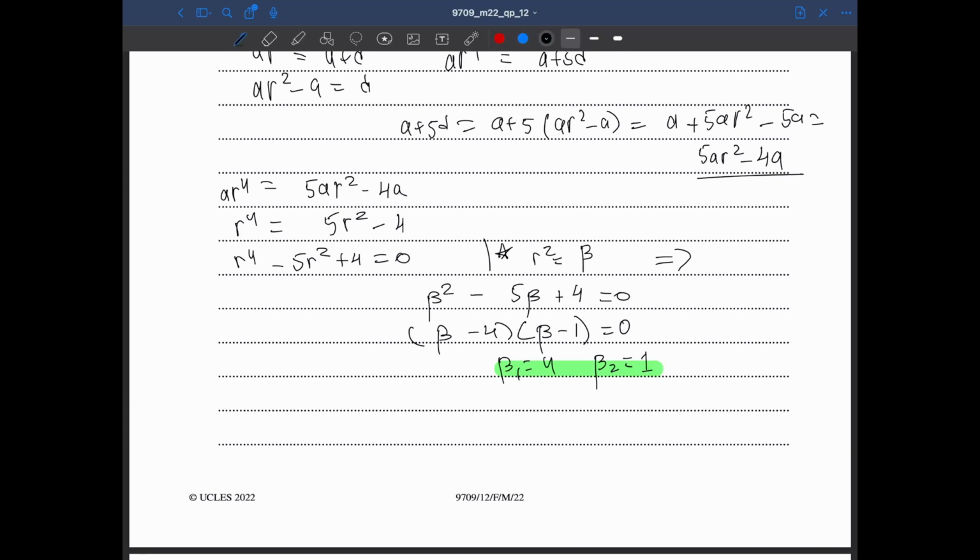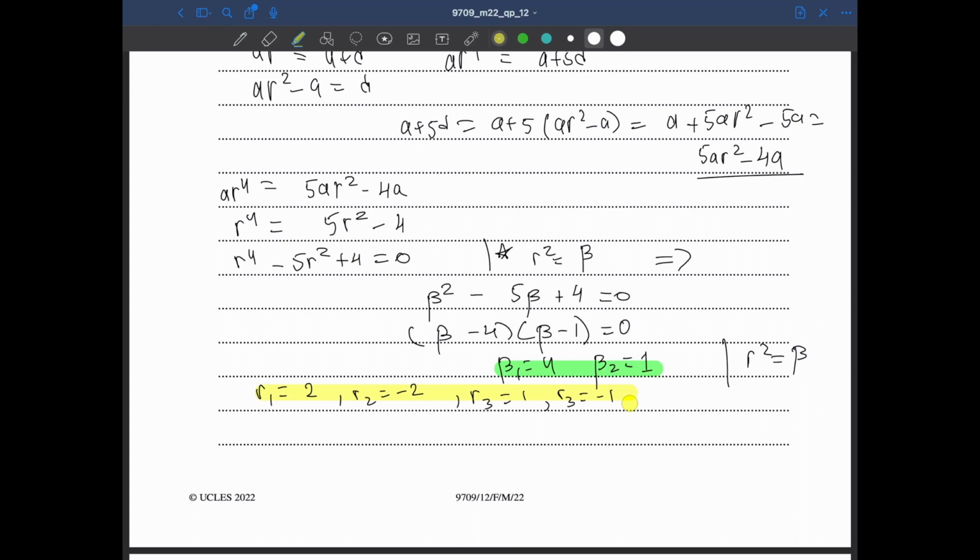And we should remember that r squared is beta. So we have four answers for r basically. We have r1 equals 2, r2 equals minus 2, r3 equals 1, and r4 equals negative 1, I guess. Yeah, is that how it is? Yeah, I guess.